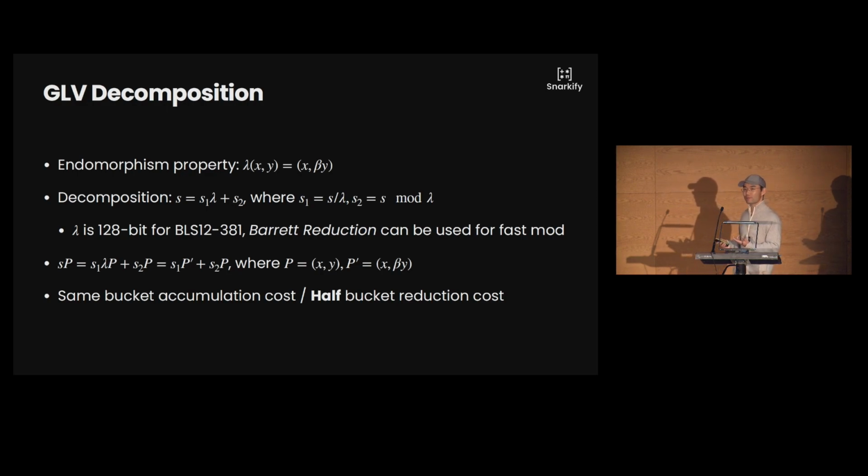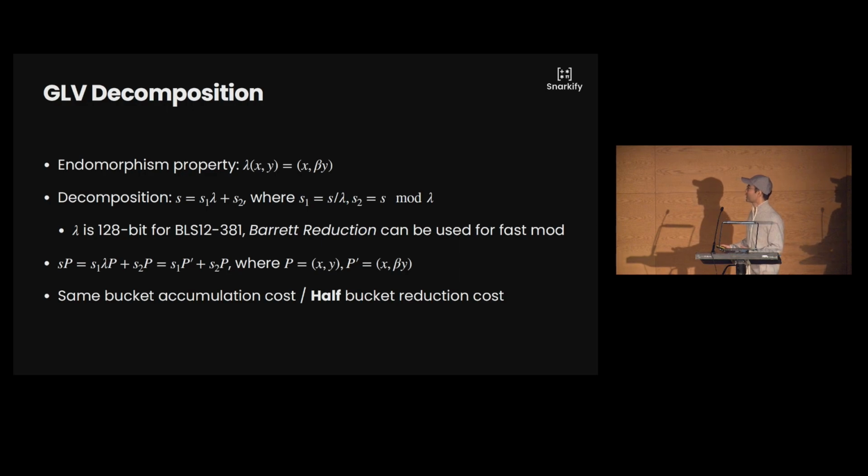For the GLV computation, you find a property in the curve where you calculate lambda multiplied by a point, and the result equals beta multiplied by the y. Basically, you reduce point multiplication to a field multiplication. That's cheaper. To apply this trick, you first decompose the 255-bit scalar into two 128-bit scalars, so you get half the size of the scalar. Then to calculate it fast, Barrett reduction is used for faster modular reduction.